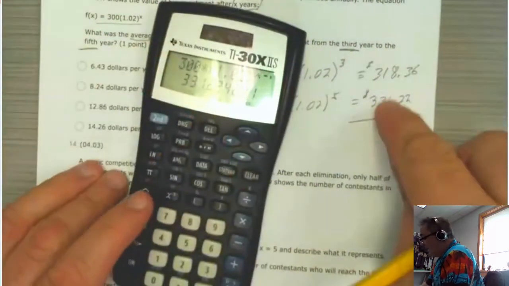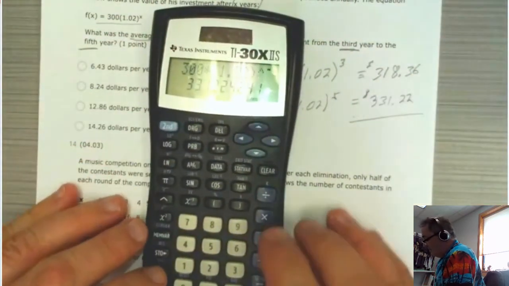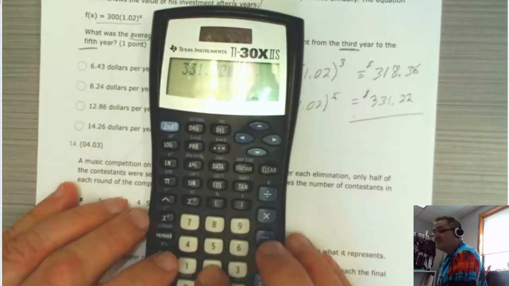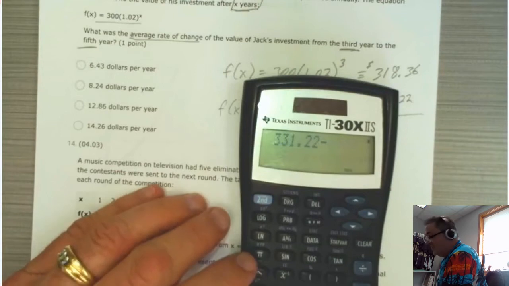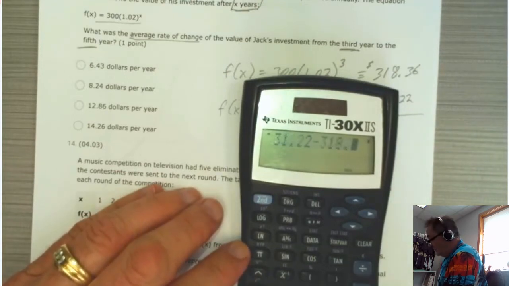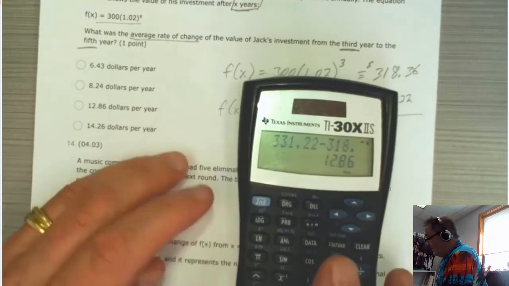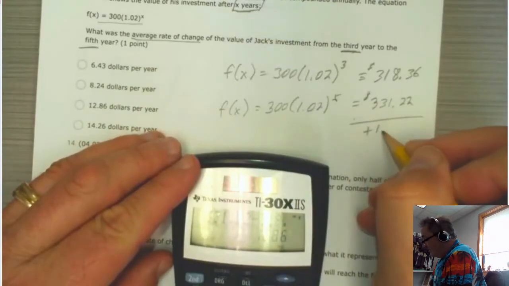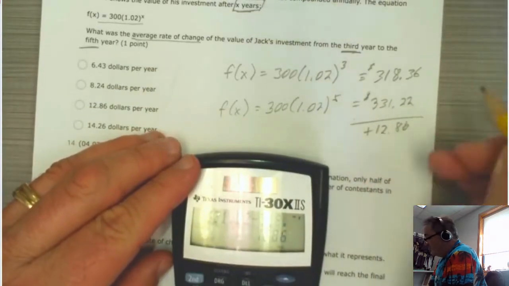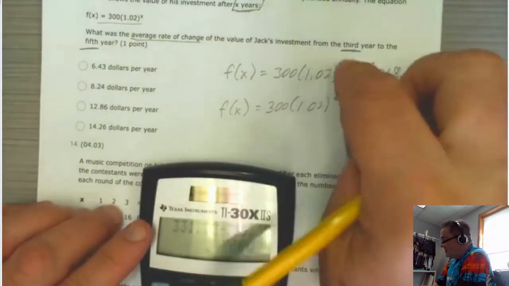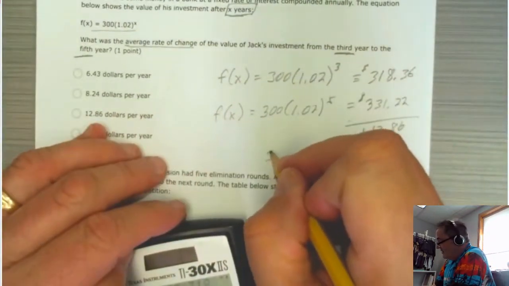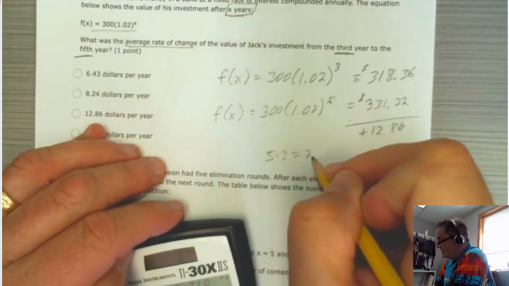So let's subtract. We have the 331.22 that he ended up with, minus 318.36. So it gained $12.86 between year 3 and year 5. Well, that was over 2 years, right? 5 minus 3, 2 years.